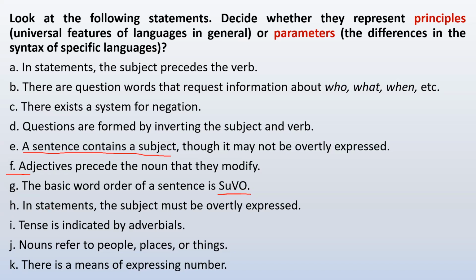So next one, in statements, the subject must be overtly expressed. This is the main idea, overtly expressed. Do we find the same thing in all the languages? No. Which means this is a what? Parameter, not a principle, right? Principle means always remember something common, the general thing.